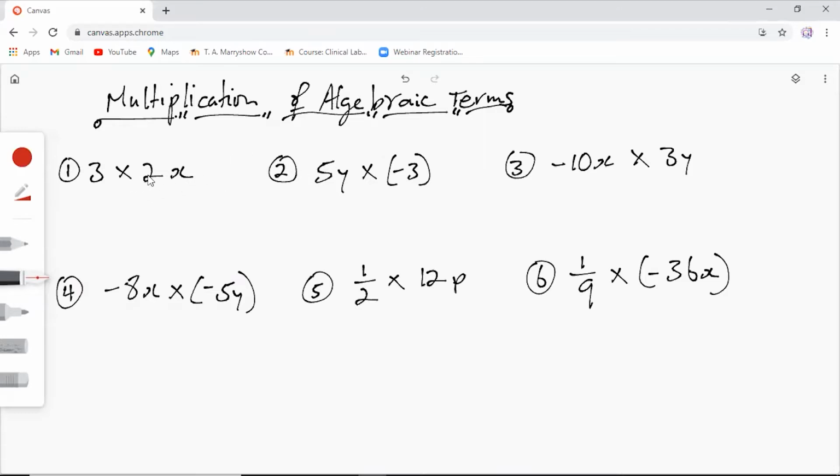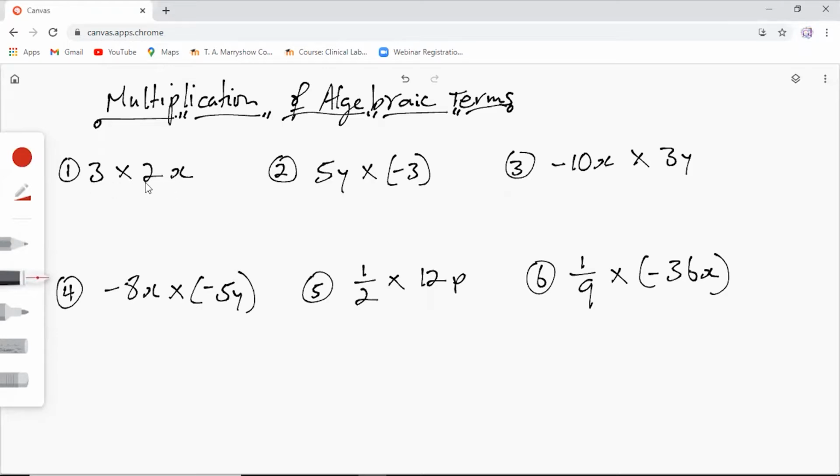Now remember, when we looked at addition and the subtraction of algebraic terms, we said that in order to add or subtract algebraic terms, they must be like terms. Now that is different from multiplication and division. So when you are multiplying and dividing algebraic terms, they do not need to be like terms. So you're multiplying the coefficient or the constant and the variables as well. Okay, so we have some questions here we have to go through.